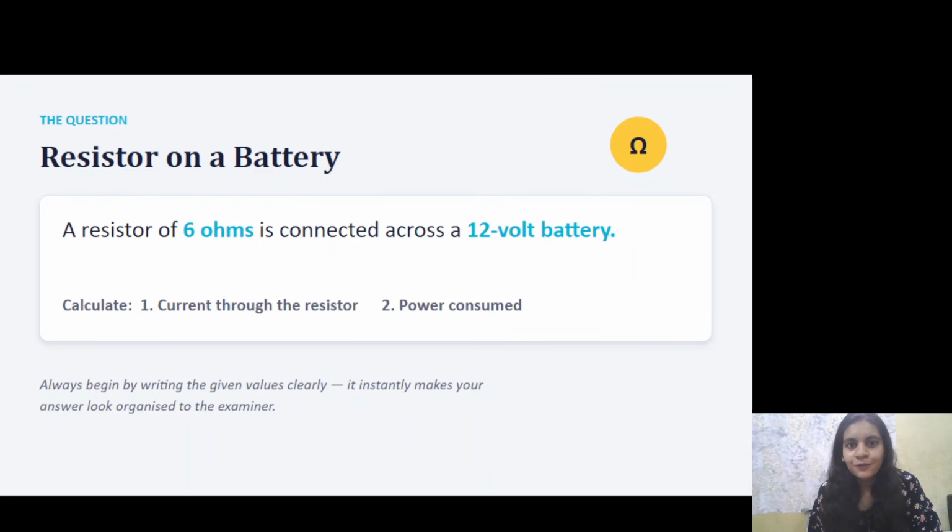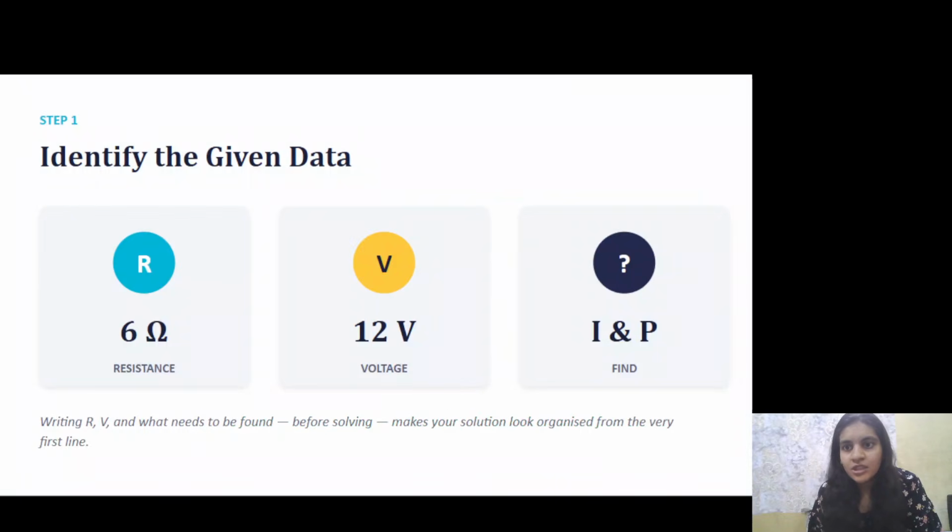Okay, so let's first identify the given data. Always that should be your mandatory step. A lot of times students make the mistake of copying wrong data, or not seeing all the values. So please don't do that. Note down everything. So I will note down resistance R is equal to 6 ohms, voltage V is equal to 12 volts, and the question requires me to calculate the current and power. So always write the given values first. This makes your solution also look very organized.